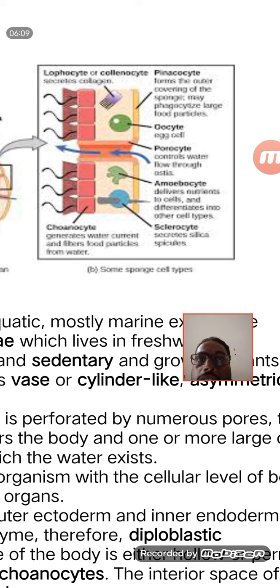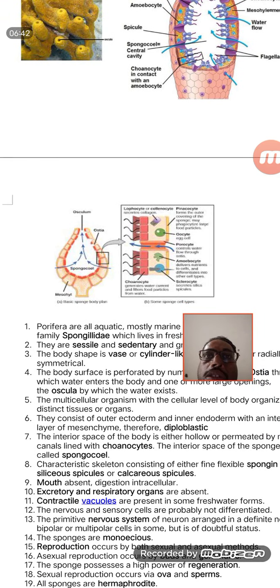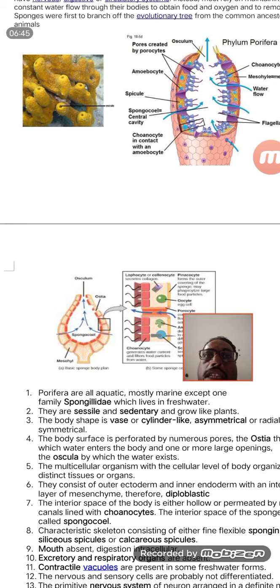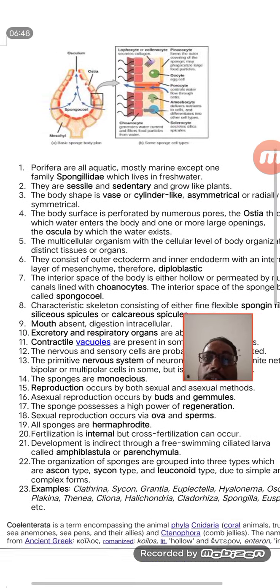Then they have amoebocytes, they deliver the nutrients to the cell, that means they will collect the nutrients and give to the cell. Then they have sclerocytes, they are secreting the silica, which is responsible for the production of the outer body of these sponges. So these are the major things that are present inside the choanocytic cell. So these choanocytic arrangements you don't need to study, but the structure and the basic things you must understand. So these are the main things.